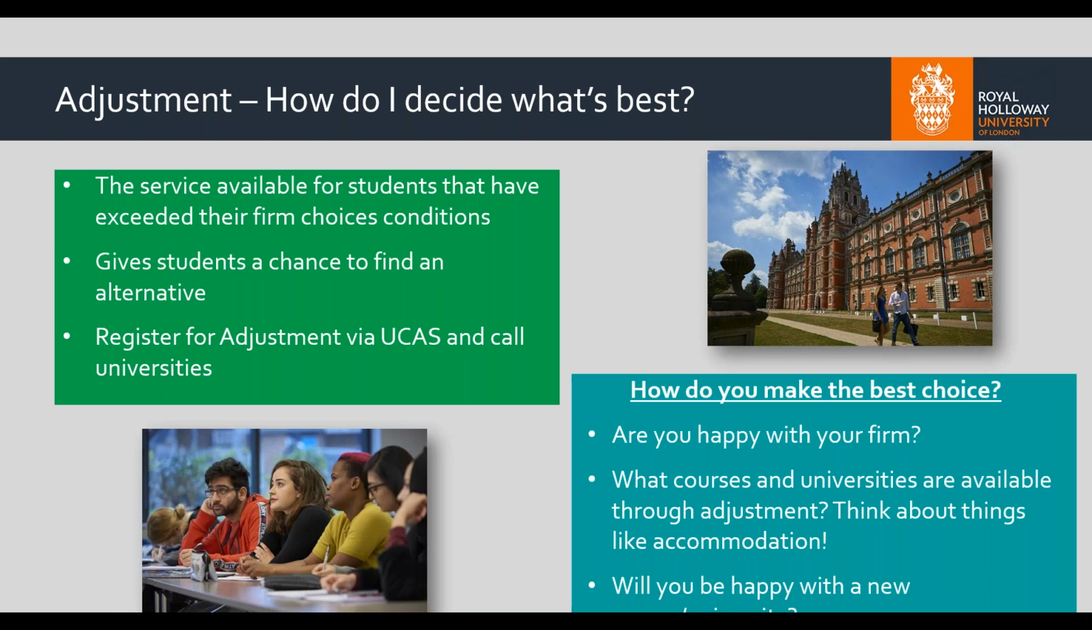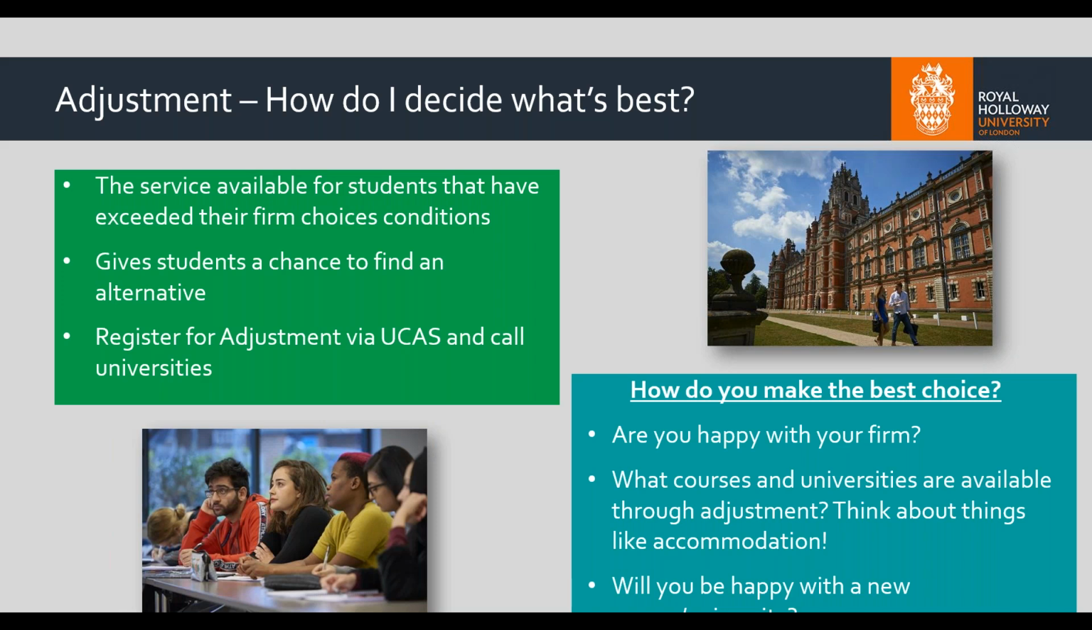So a few of the questions to consider to make the best choice. So are you happy with your firm choice? That's got to be the ultimate decision you've got to think about. Are you happy with the choice, the place that you have at university? Remember all the reasons why you chose that as your firm choice to begin with. Are you still comfortable with that? Are you happy with that? Are you looking forward to that prospect? If you are, don't worry about adjustment. I said you don't have to go through adjustment, but it's worth considering.